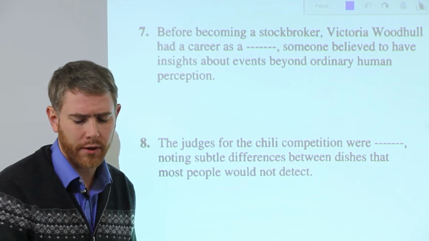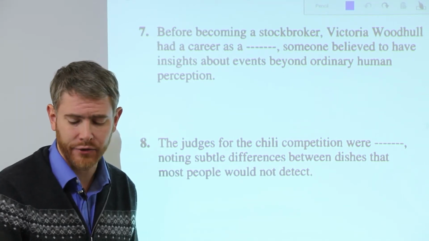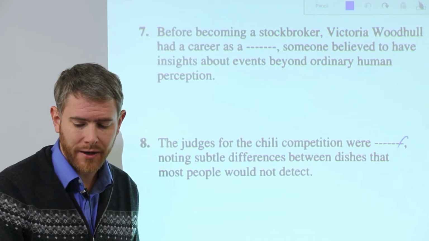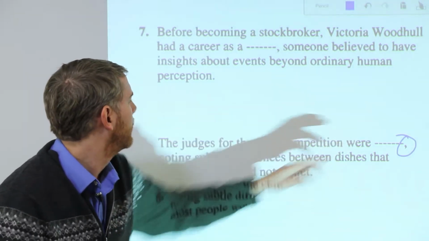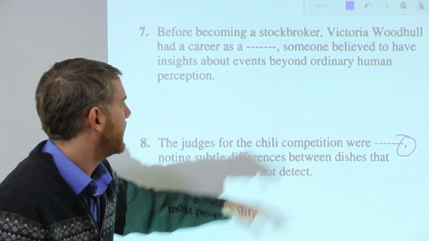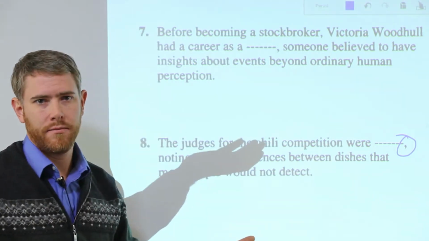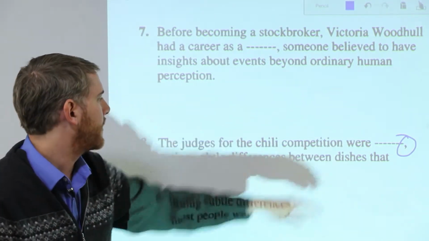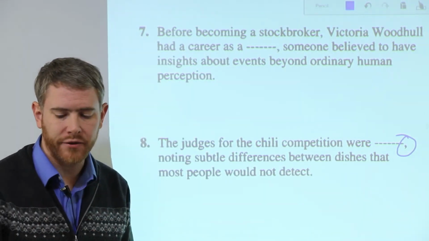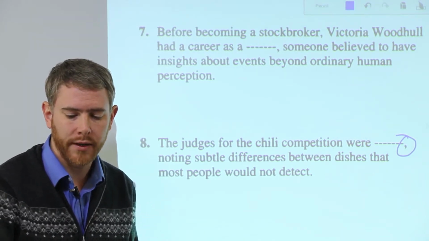Let's take a look at what we're talking about here. This one's pretty easy, actually, in terms of direction. Here's my comma. The judges for the chili competition were something. And then it tells me what that something is. So it's going in the same direction. And I don't need to worry right now about the meaning. We'll get to that in a minute.